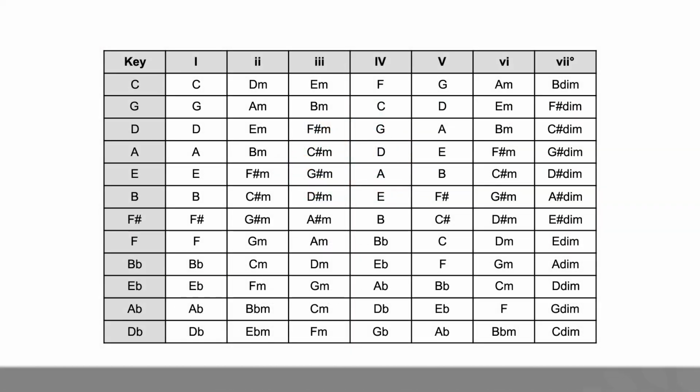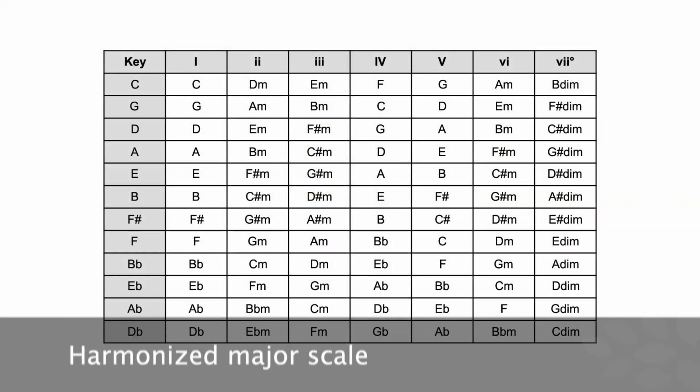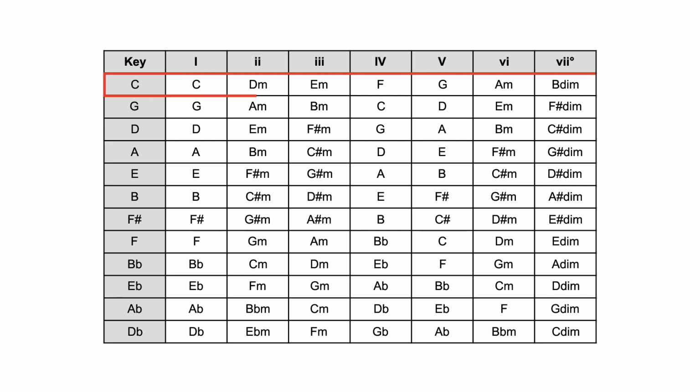This is what the C major diatonic chord progression looks like. In the key of C, we have C major, D minor, E minor, F major, G major, A minor, and B diminished. Now if we use Roman numerals to notate the harmony instead, we will have uppercase and lowercase letters to let us know which chords are major and which chords are minor, and of course which one is a diminished chord.